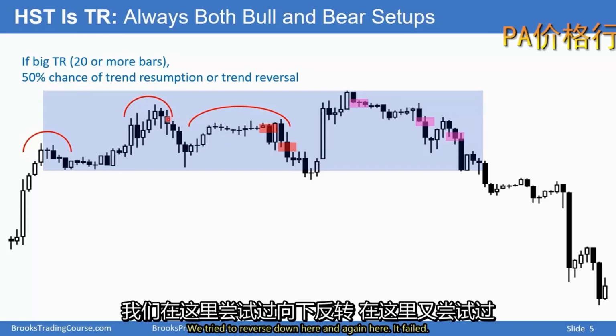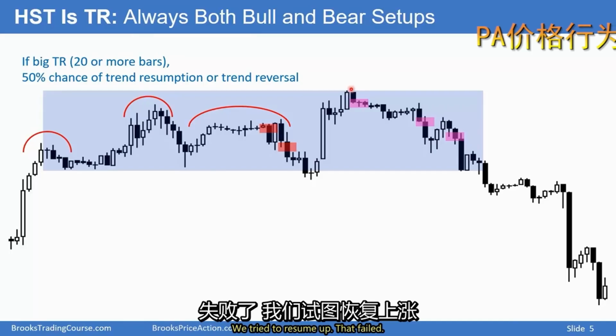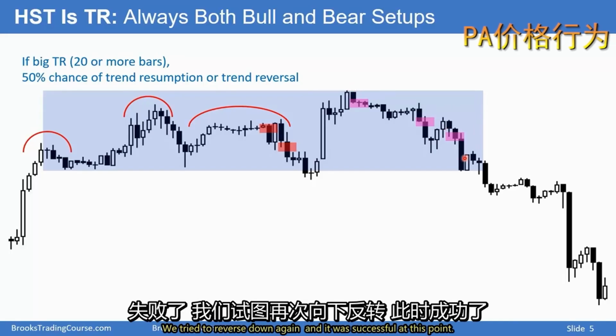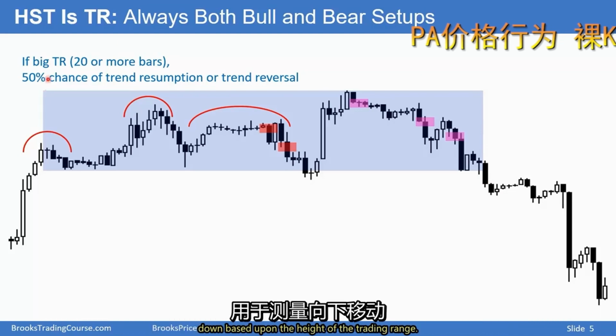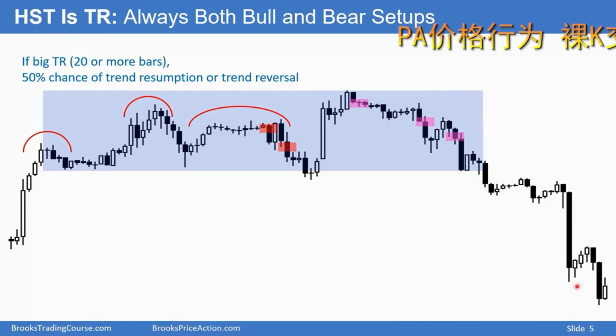We tried to reverse down here and again here. It failed. We tried to resume up. That failed. We tried to reverse down again, and it was successful at this point. A bear breakout and a follow-through bar, possibly a measuring gap for a measured move down based upon the height of the trading range.